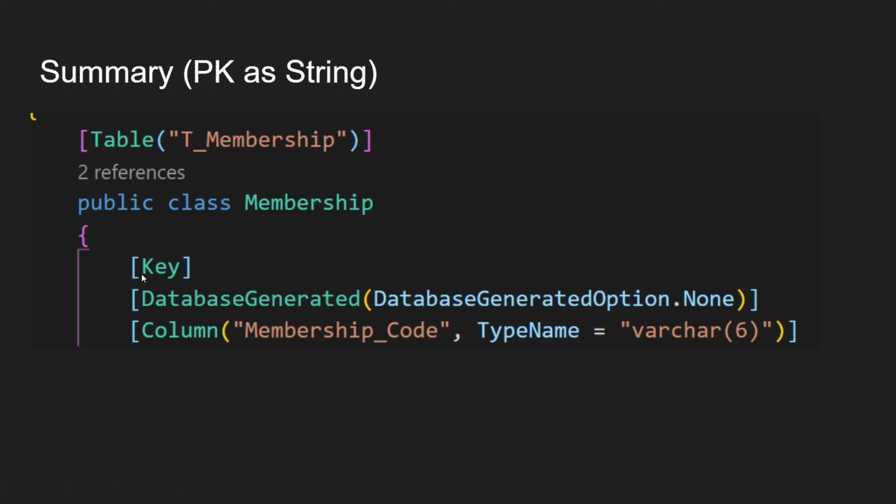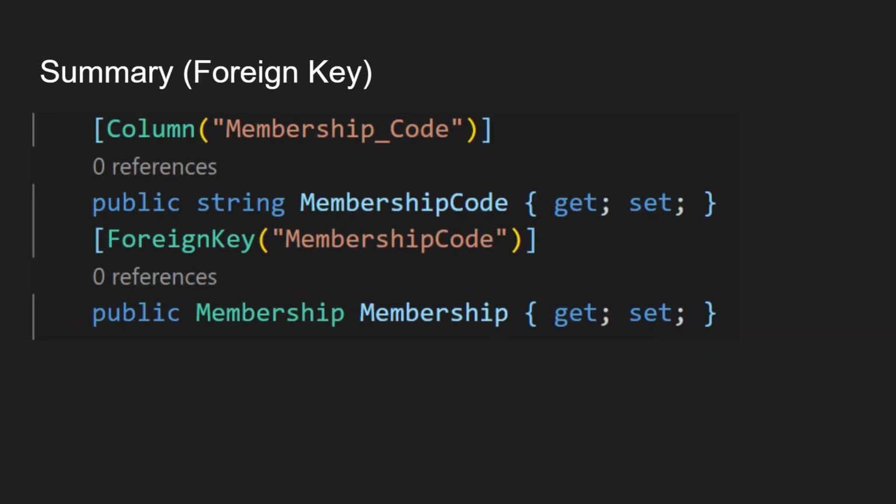So to summarize, to add a primary key that is a string, you can use this command. You add the key and DatabaseGenerated equals to None. To add foreign key to your table, simply add the property like this, membership code. If you have a unique naming, you add a column, membership underscore code, and then indicate the related table with the foreign key.